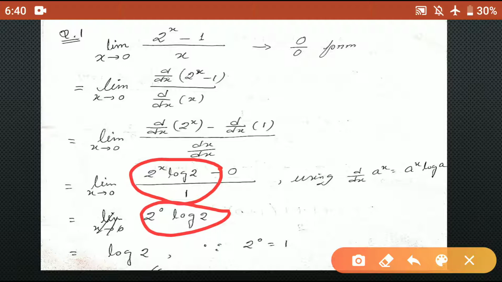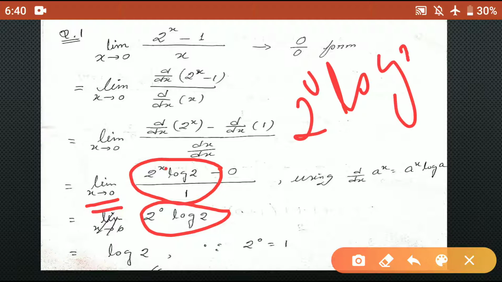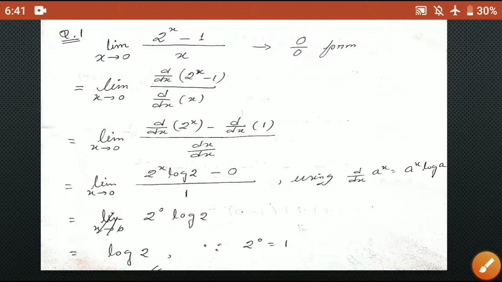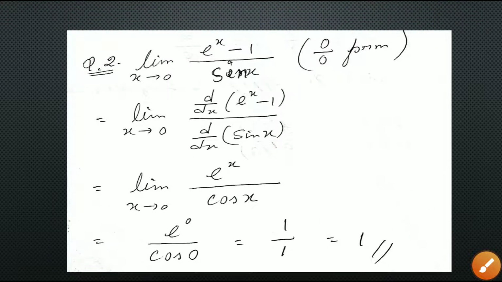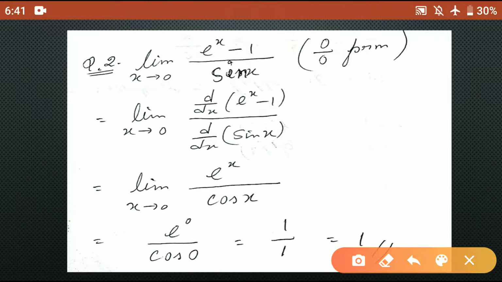Now you put the value of x as 0. So in place of x we will put 0: 2^0 log 2. 2^0 is 1, so 1 into log 2, that means log 2 is your answer. Okay, so that is the L'Hospital rule. Let us consider one more example.